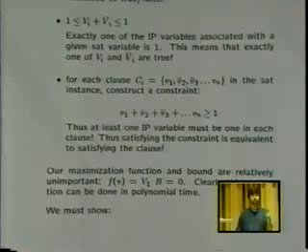Okay? How many people see that logic? How many people are still confused about it? Or have any questions?